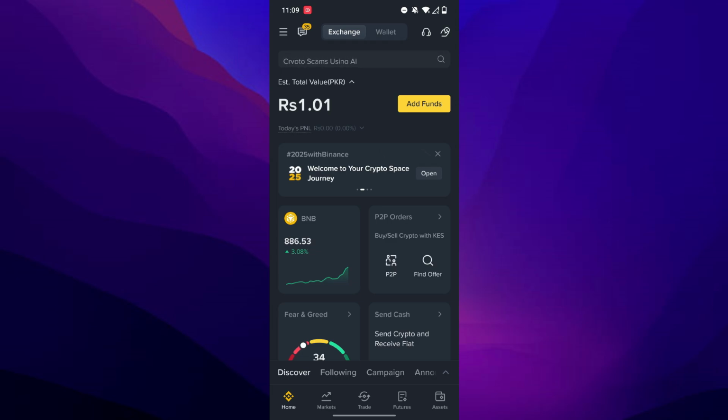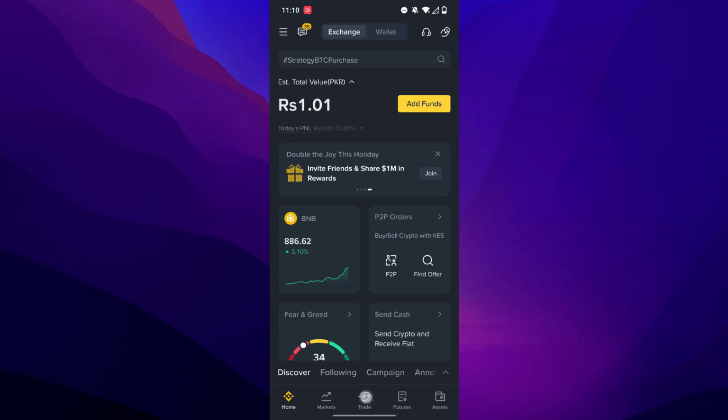To make the process smoother, here are a few quick tips. Make sure your account verification is complete, trading is enabled, and you understand basic spot trading. Also, avoid futures trading for now, because spot trading is much safer for beginners. Doing this beforehand can save you time and help prevent unnecessary losses.